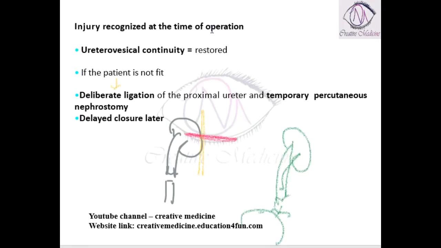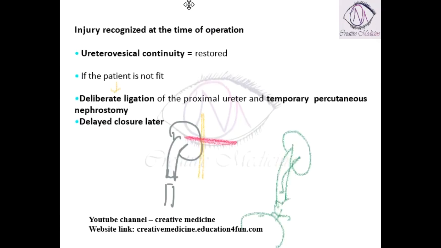Now, in the early repair, if the injury is recognized at the time of surgery, then number one, ureterovesical continuity should be restored. That means both the parts of the ureter, their continuity should be restored.